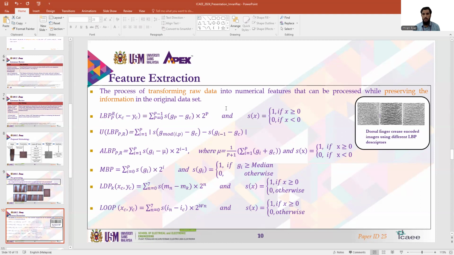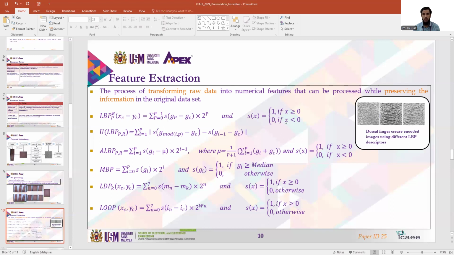Basically, in this slide, we have LBP, uniform LBP, average LBP. Like in basic LBP, we just compare a 3x3 window image, and then the central pixel will be compared with the surrounding pixels. If the intensity of the surrounding pixel is higher than the central pixel, the value will be 1, otherwise it will be 0. And finally, we will give them the weights 2 raised to power p, meaning 2 raised to power 0, 2 raised to power 1, up to 8.